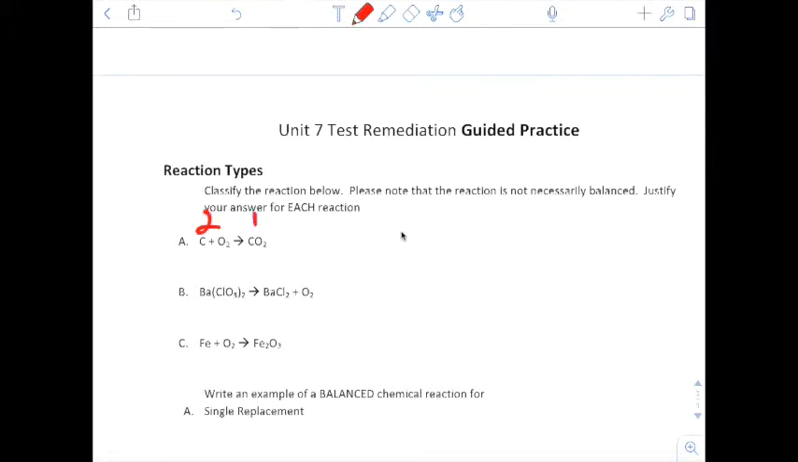So we know that that is a synthesis reaction. Here we have 1 thing becoming 2 things, so it's a decomposition reaction. Here we have 2 things becoming 1 thing, so that would be a synthesis reaction.